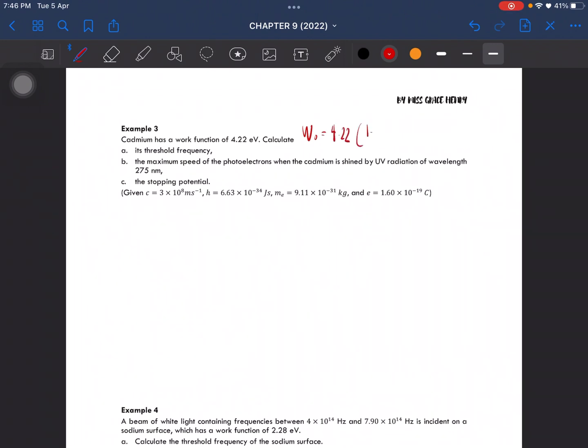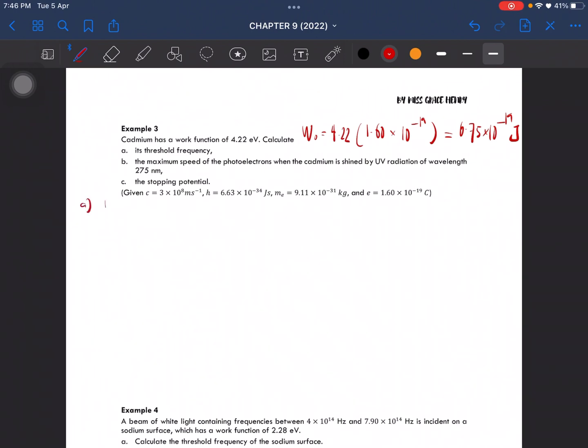So we need to convert this into joules first. Multiply it with this value. It should be equal to 6.75 times 10 to the power negative 19 joules. Okay, so you can only solve the question in joules, not in electron volts.